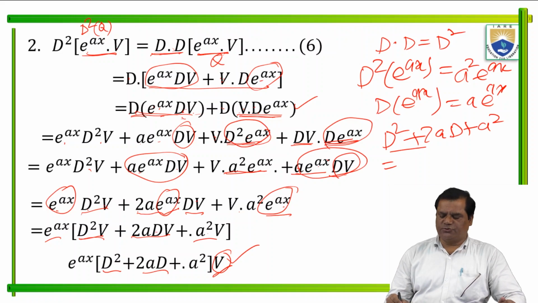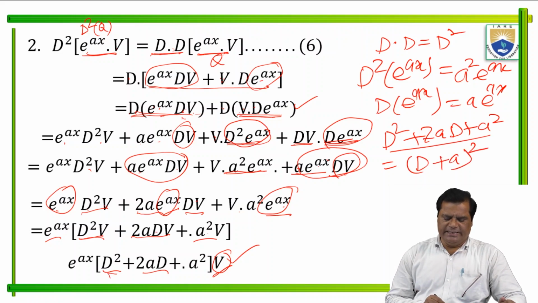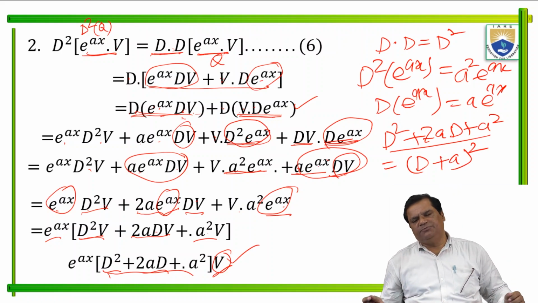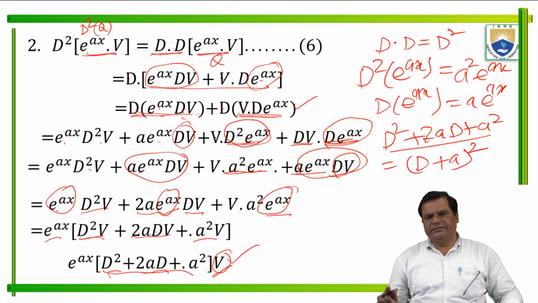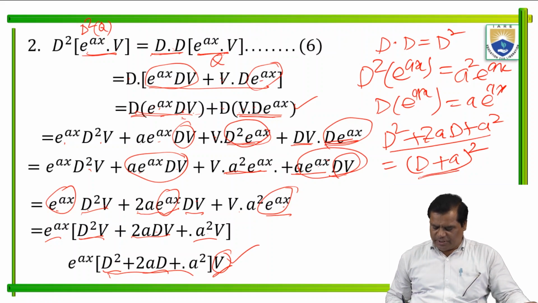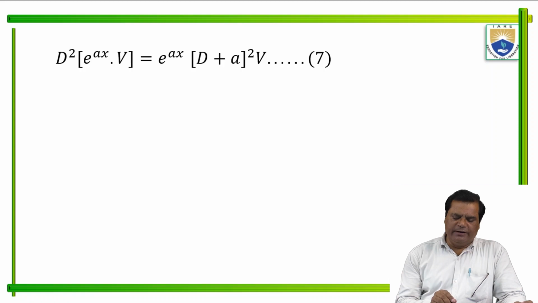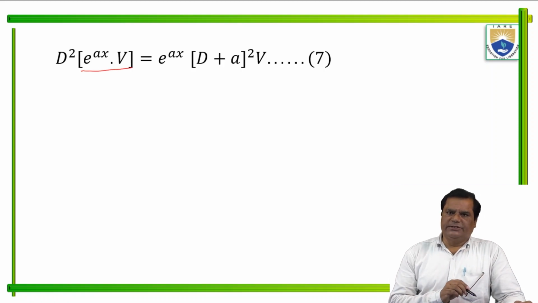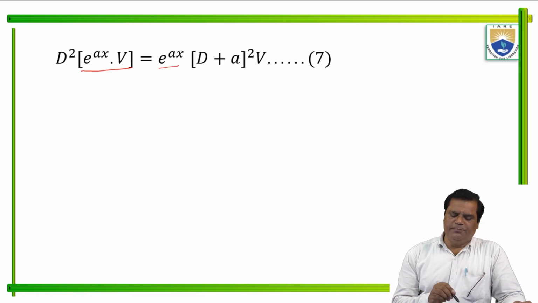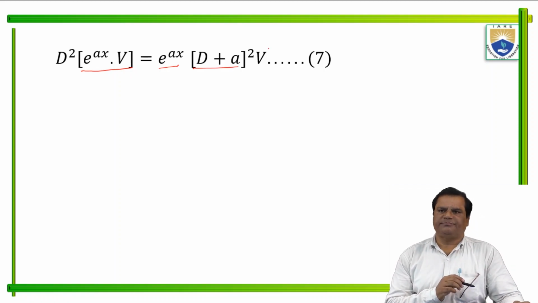So this is D square plus 2aD plus a square. This is a perfect square. This is (D plus a) whole square. So we write this as a square plus b square plus 2ab, this identity applies here. Then we get (D plus a) whole square. So now D square of e to the power ax into v equals e to the power ax and (D plus a) whole square into v.